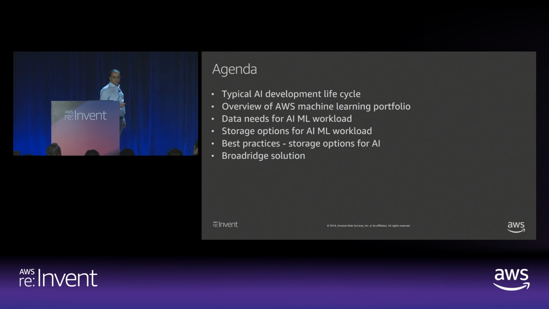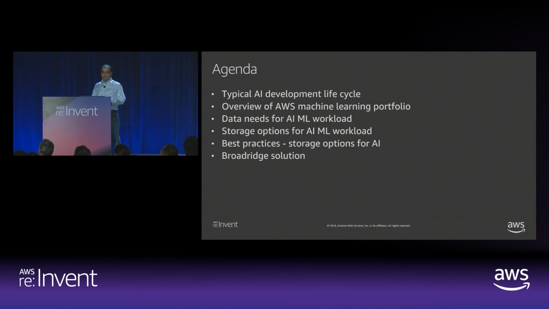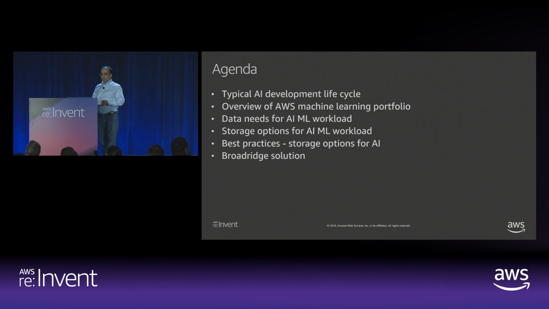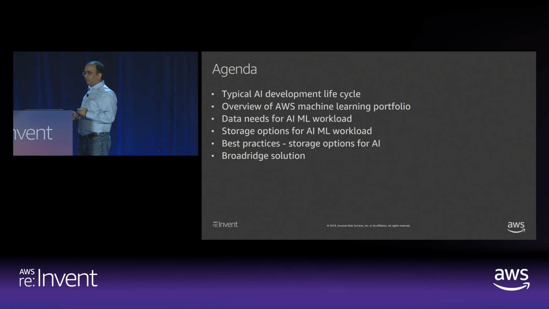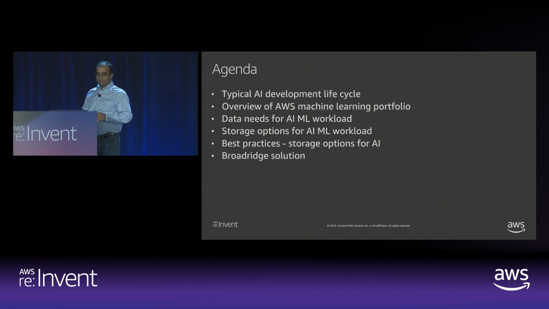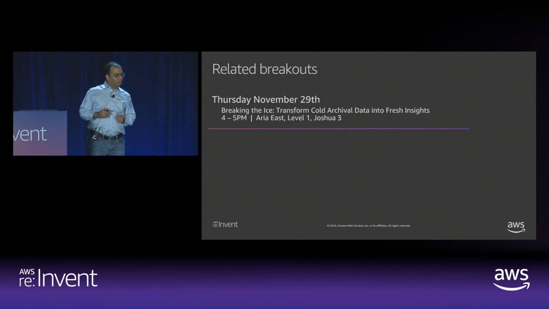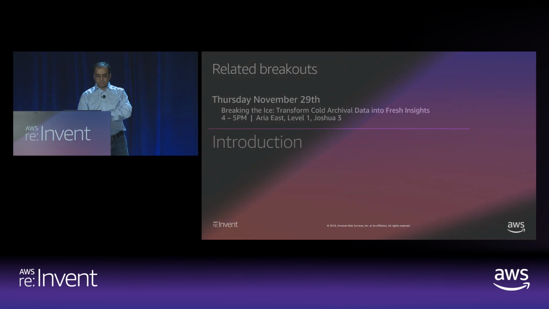All right, so let's look at the agenda. What we're going to talk about today is the typical AI lifecycle, then the machine learning portfolio from AWS, and then the data needs for machine learning workloads. Our idea is to really go through the data today and show you the best practices and the different types of data that you use in machine learning. Then Rob will go through the use cases later. There is also a related breakout session tomorrow, getting insights from cold storage. That is in ARIA tomorrow, Thursday.